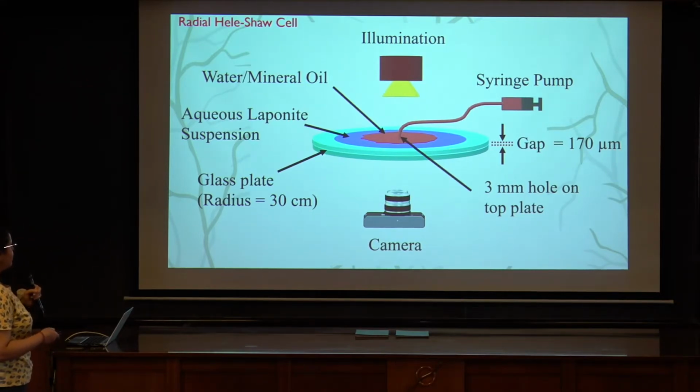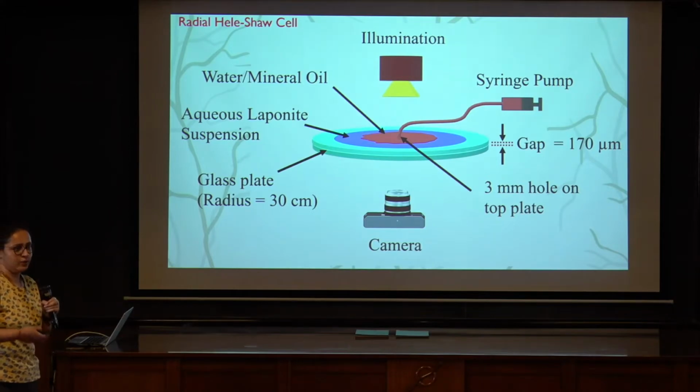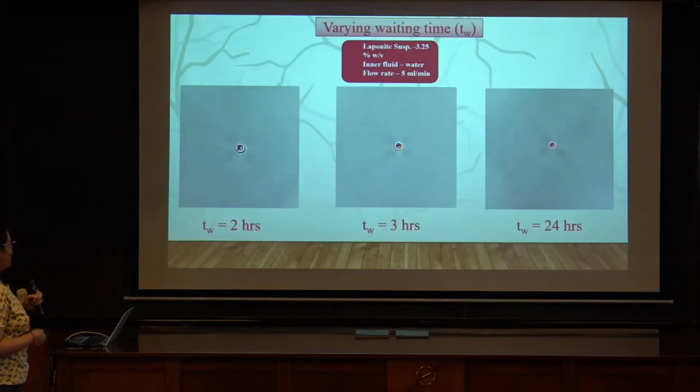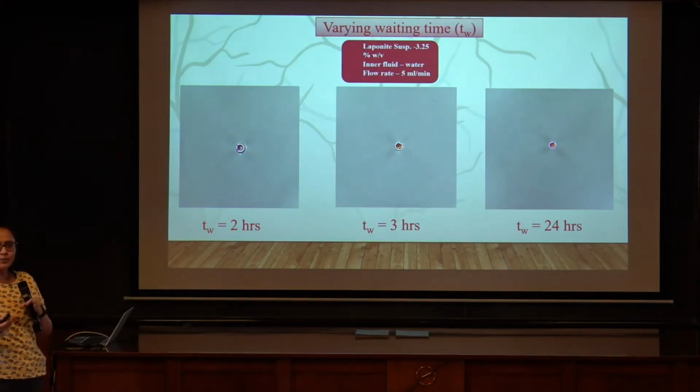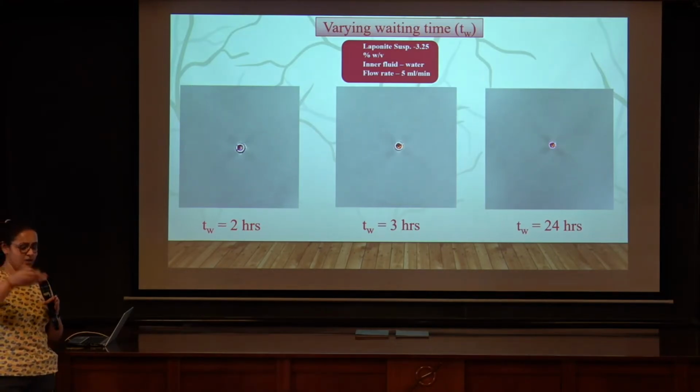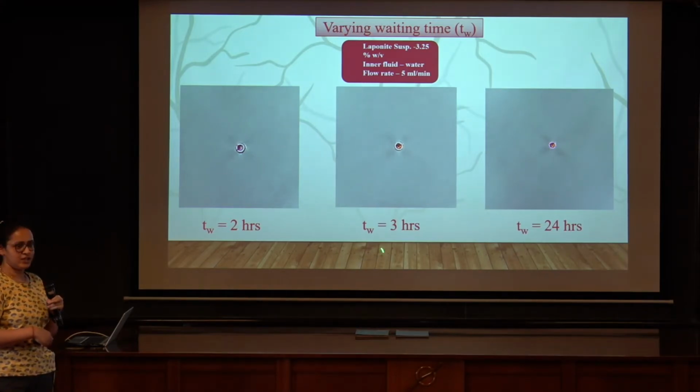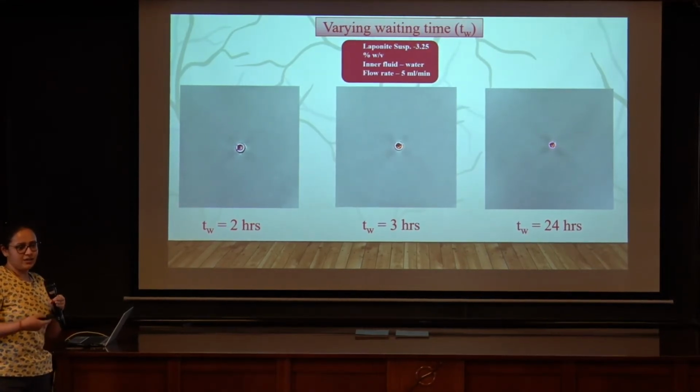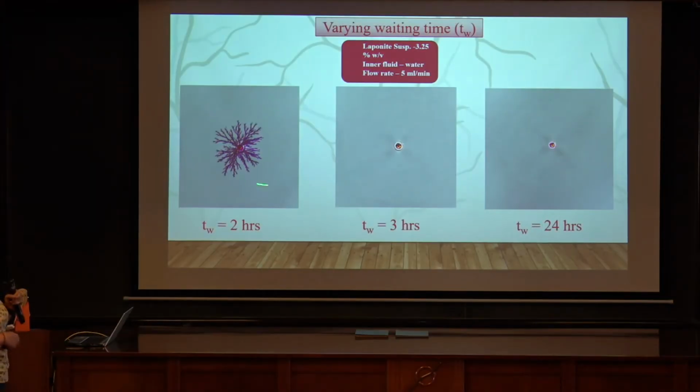We inject the fluids with the help of a syringe pump, which decides the pressure to displace the fluids. As I told you about this waiting time, the suspension ages and transforms with time. So what we have done is prepare the laponite suspension, fill it in the Hele-Shaw cell, and then wait for a predetermined aging time. Then we inject the second fluid and see how it reacts to the inner fluid which is displacing it. Can you see at low ages, when it was a liquid-like sample?